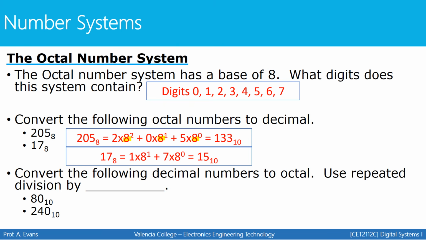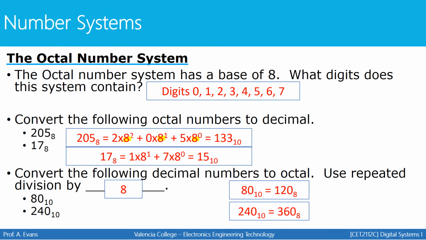And then if you're going to convert decimal to octal, you have to use repeated division by 8, because I want to go to octal, I want to go to base 8, so I have to divide by 8 and keep track of the remainders. And here's what you should have got if you did repeated division by 8 on the number 80 and the number 240. So again, this is more of a self-check.